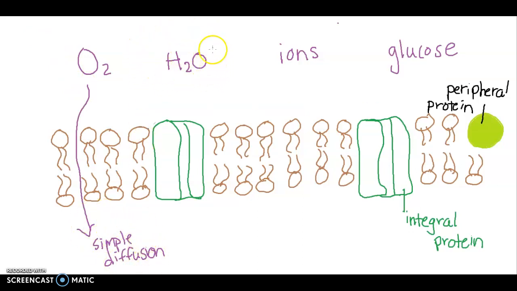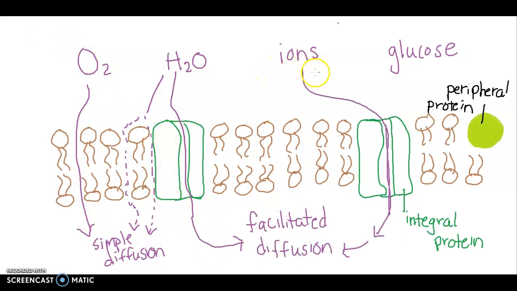Next, we have water. Water is small, but it is polar. Therefore, the nonpolar tails are going to give it some trouble moving across the membrane directly. Because of its small size, water will trickle across the membrane by the process called simple diffusion that was used by oxygen. However, because of its polarity, this rate of movement is not going to be enough to meet the cell's demands for water. Therefore, water must also move through protein channels by a process called facilitated diffusion.